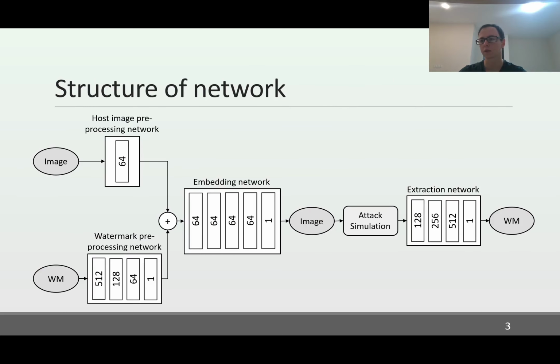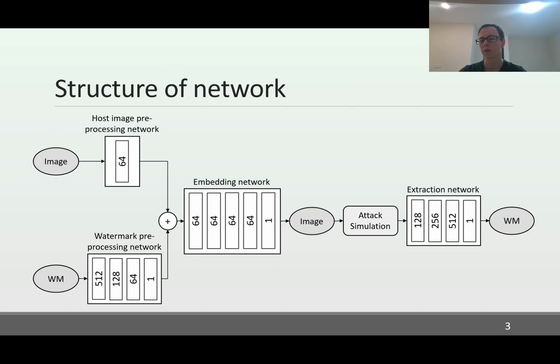The original training scheme consists of two parts, an embedded network and an extraction network. In the first step, the image and the watermark are preprocessed, converting them to the same size. Then they are concatenated and passed through the several convolution layers of the embedded network, at the output of which we get an image with embedded watermark.